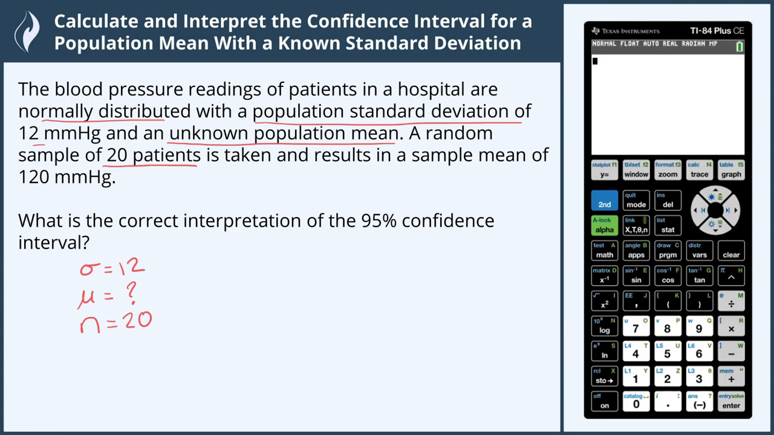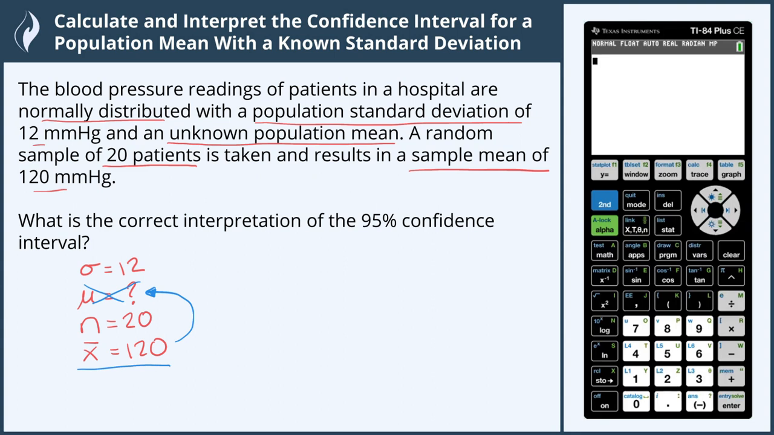And the last thing is that the sample of 20 patients results in a sample mean of 120 millimeters of mercury. A sample mean is represented with x bar, and this is a mean of 120. And we can use it to estimate our unknown population mean. So instead of using mu, we're going to use the 120.